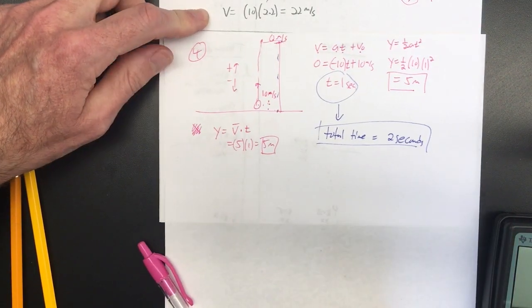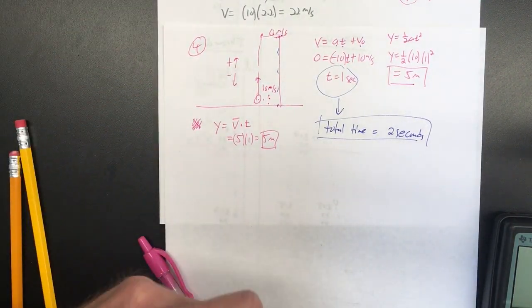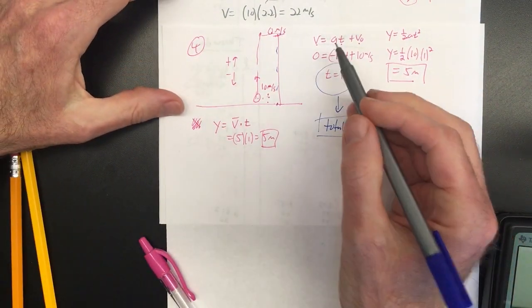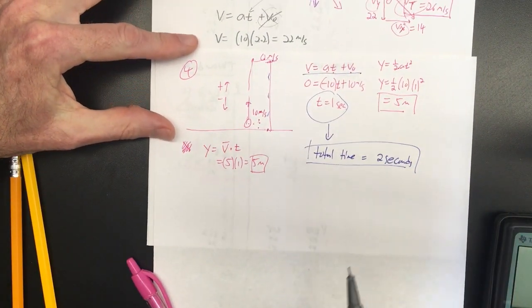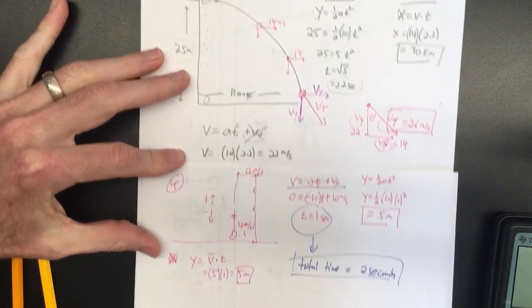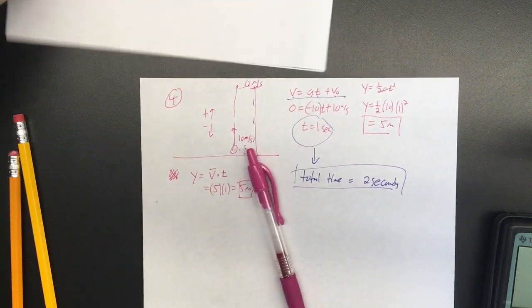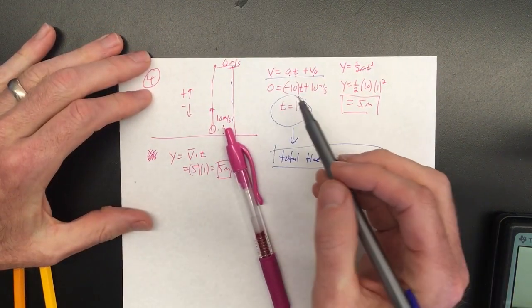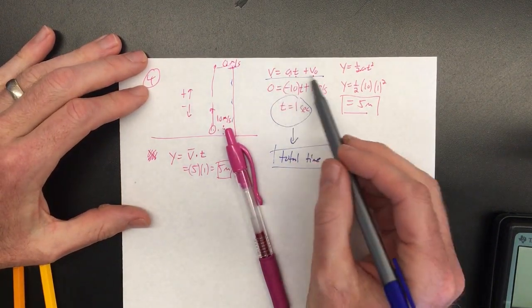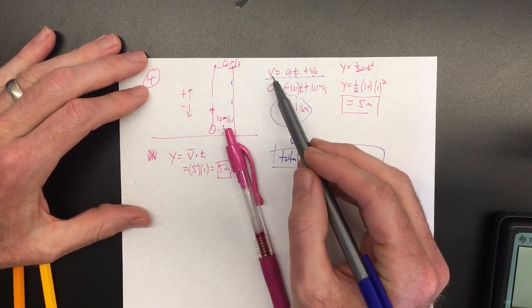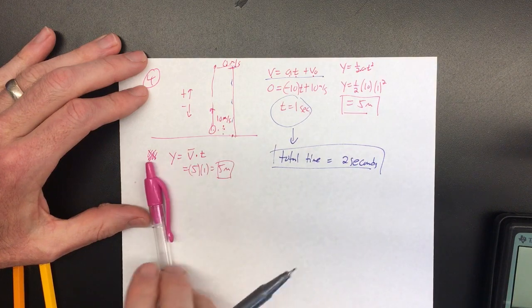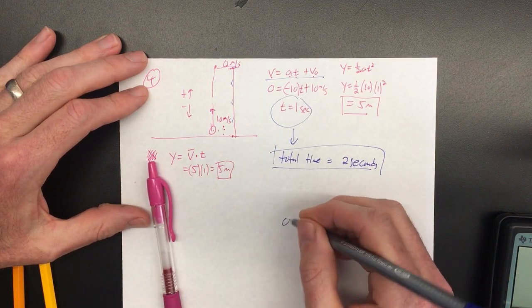Some of you might be thinking, hey, I wish that there was an equation that can help me figure this out. And there is an equation. It's the same equation right here. It's still the same equation: v equals at plus v0, but let's solve that for the time in the air.